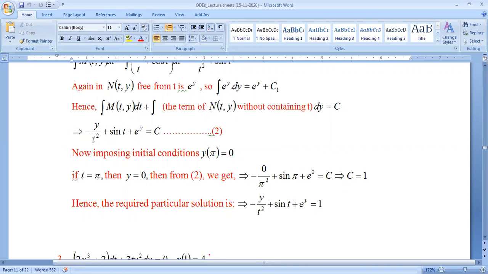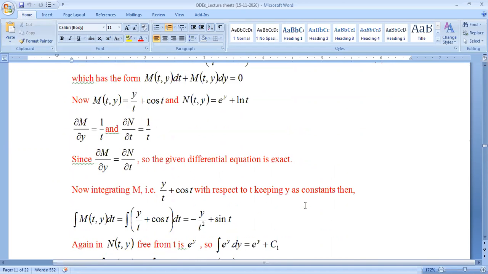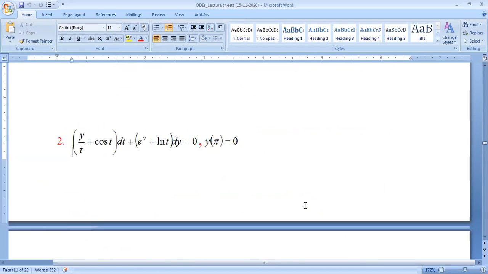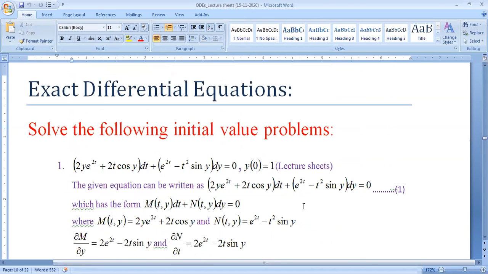Just putting y equals 0 and t equals pi, we get c equals 1. Sin pi equals 0, and this is also 0. E to the power 0 equals 1. This is why c equals 1. Hence the required particular solution will be, just putting c equals 1 in equation 2, this particular solution. And now using this method, you can solve many initial value problems. Okay, this is how exact differential equations are used to solve initial value problems.